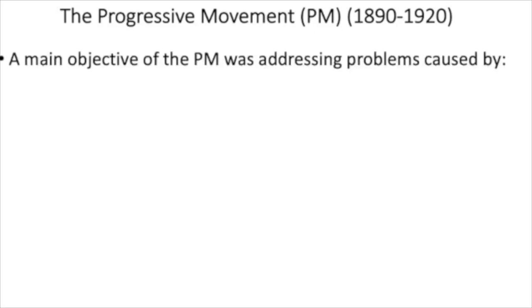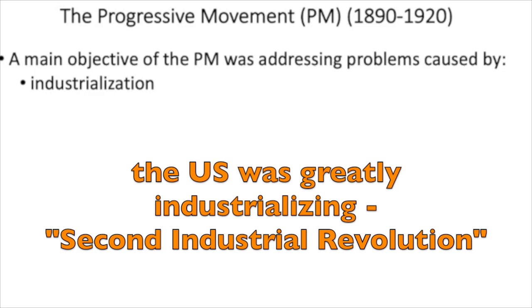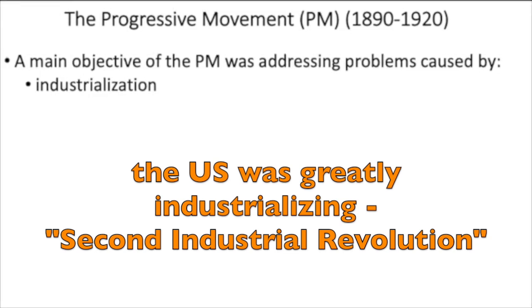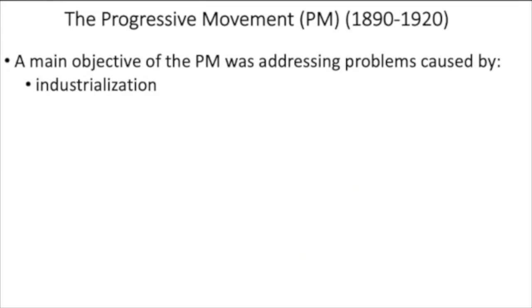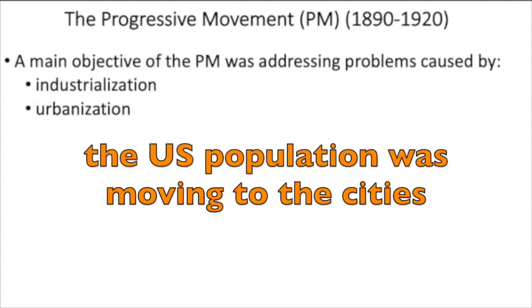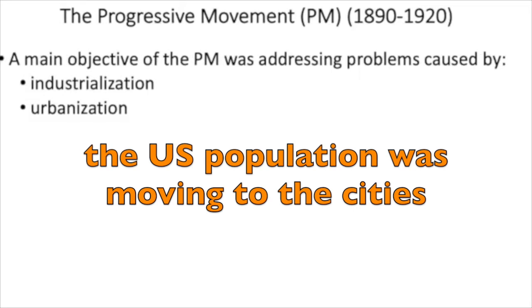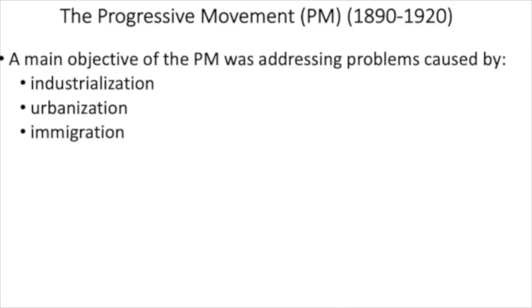Now, a main objective of the progressive movement was addressing problems caused by the following. Industrialization. Remember, during this time, the United States was industrializing, the second industrial revolution was occurring, and there were some issues that went along with that. So, trying to fix problems related to industrialization, also urbanization. Because of technology, there was not a need for as many people to be farmers. So, a lot of people left the countryside and moved to the cities where the jobs were. Urbanization and population growth created a lot of issues, and the progressive movement sought to fix those issues.